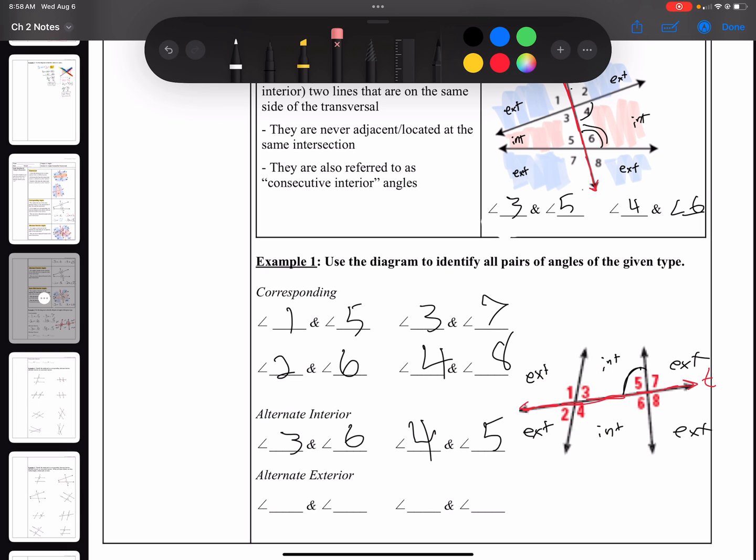Alternate exterior, same concept, but we're looking on the outside. Angle 1 and 8. And angles 2 and 7.